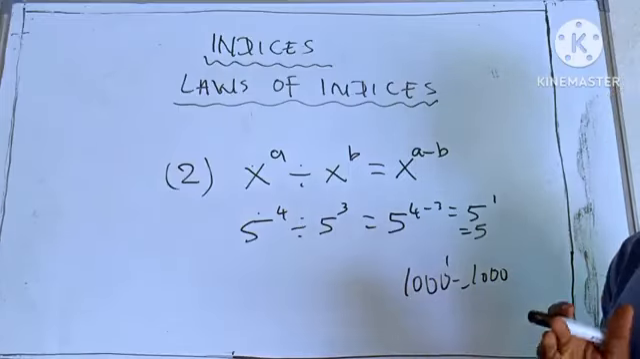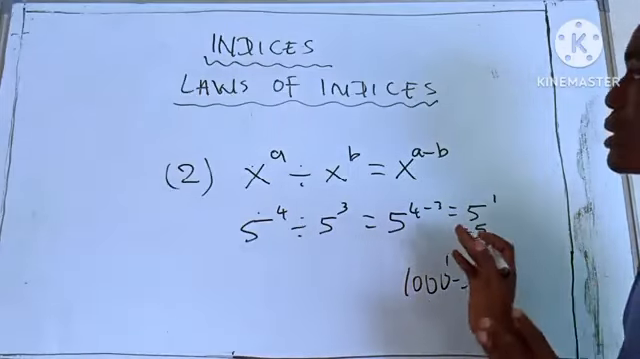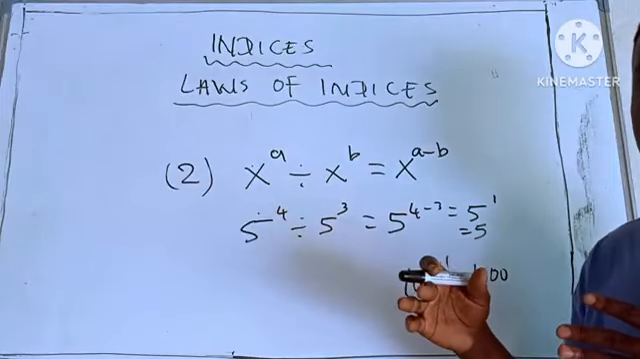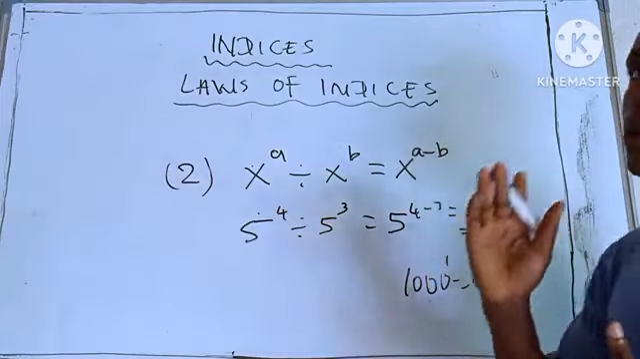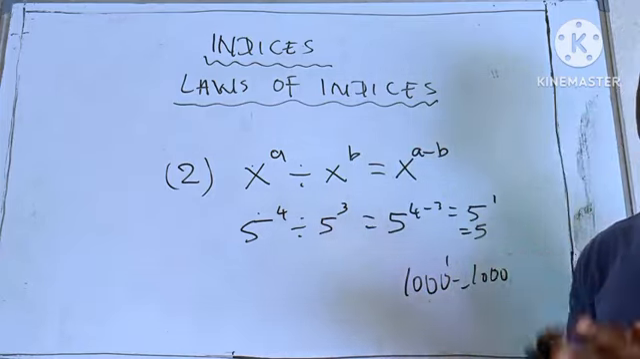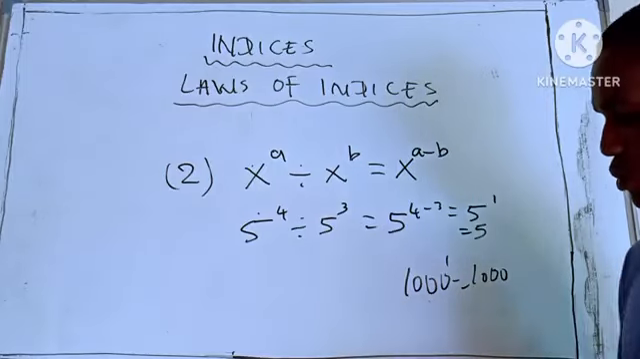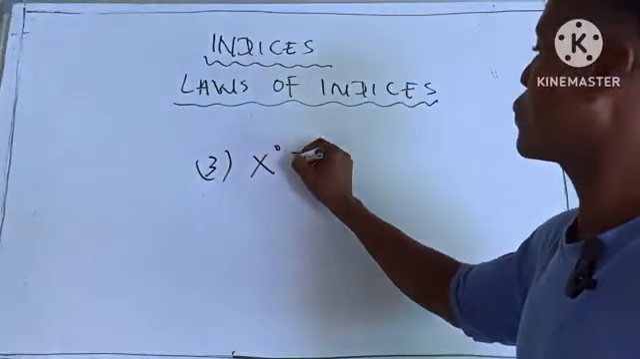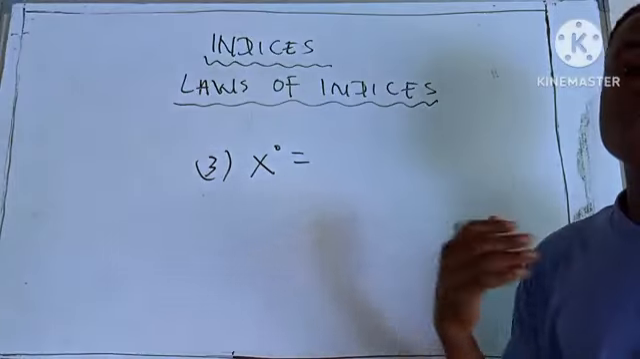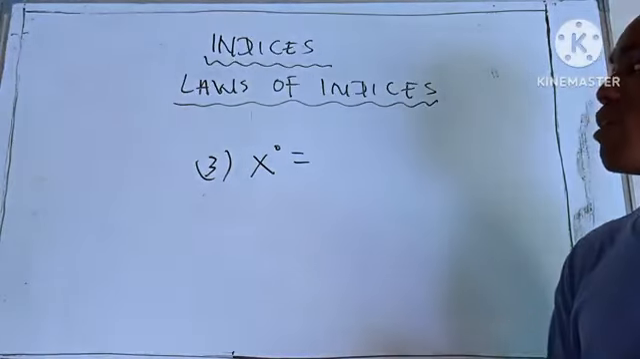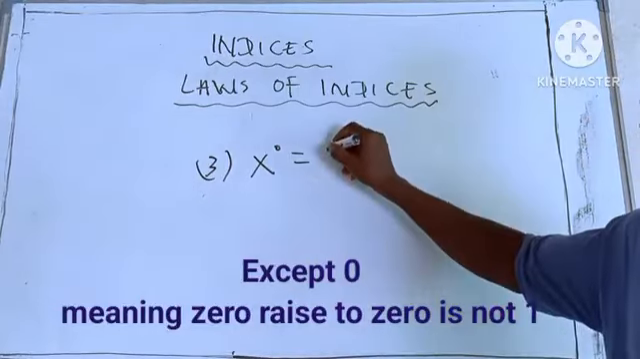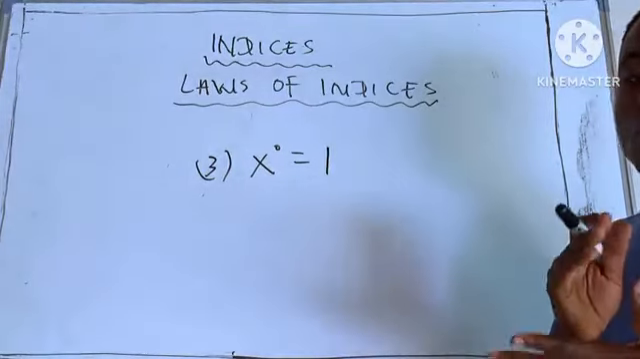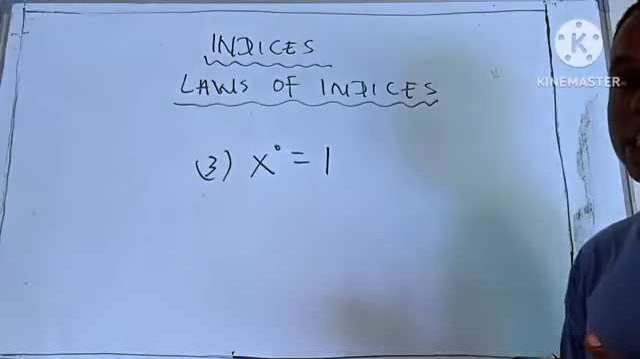Are you getting it? So make sure you understand all these laws. Once you are done with these laws, in my next video we'll be solving exam and test questions. Understanding these laws will help you to solve complex questions under indices. So please follow me. Now the third law, x raised to power 0. This one is very simple. Any number or any alphabet raised to power 0 is 1. Just put it in your head. Note that any number or any alphabet raised to power 0 is 1.